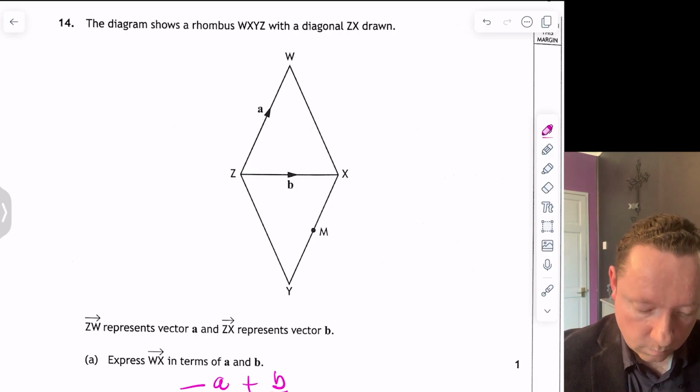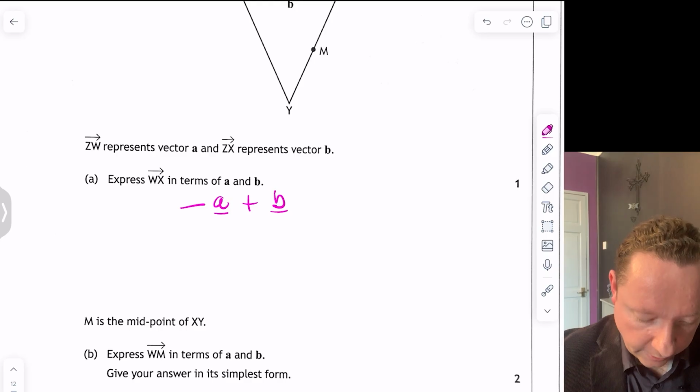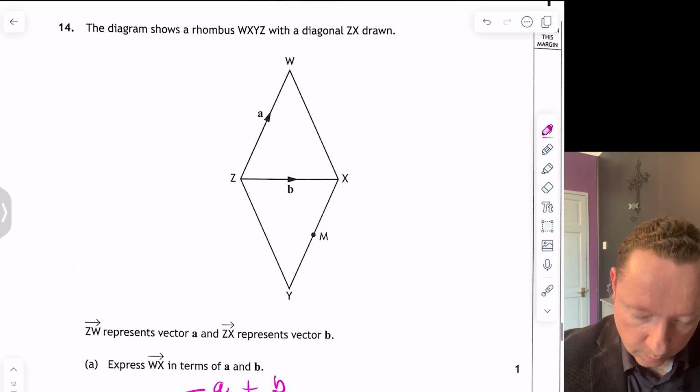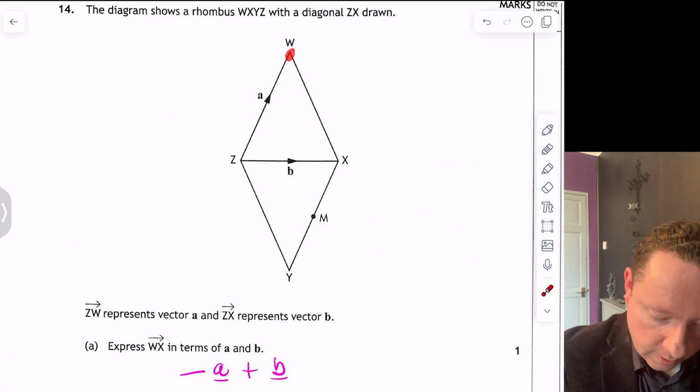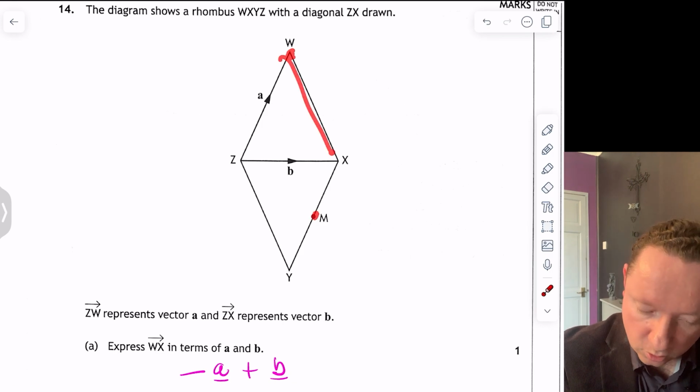That's it. M is the midpoint of XY. Find WM. So I need to start at W and I need to end at M. Now I can't go down there because I don't know anything about that.